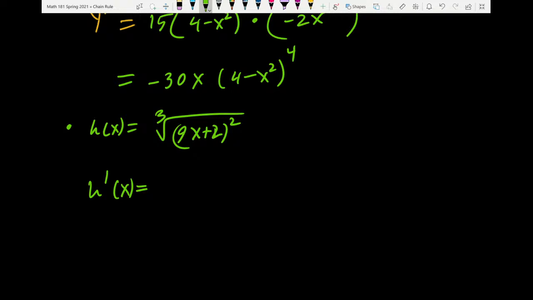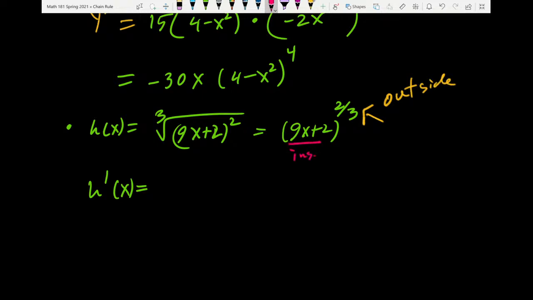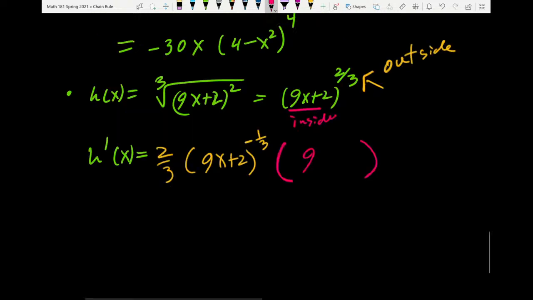All right, let's do it. So here's another way of doing this problem. (9x plus 2) to the 2/3. That makes our life much easier. Now over there, this is the outside one, and this is the inside. So the derivative of outside would be 2/3 times (9x plus 2) to the minus 1/3, because I got to subtract the 1 from that. And then we multiply by the derivative of inside, which is just 9.